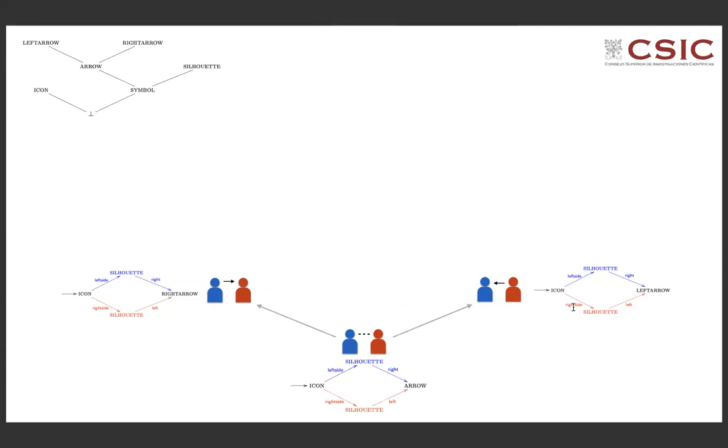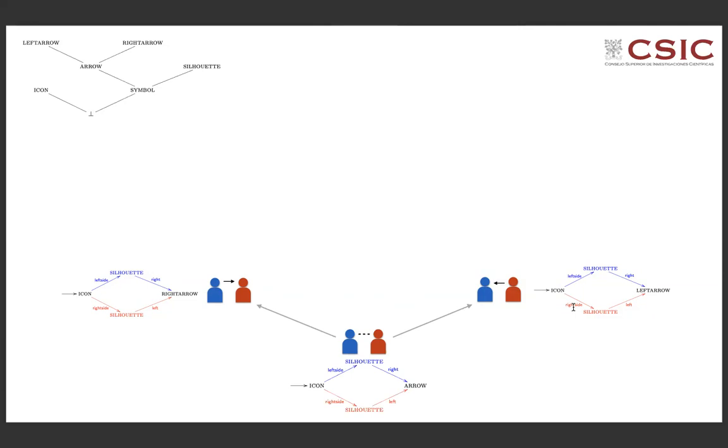A one where we specify that there's an arrow between these two silhouettes, but we don't know which kind of arrow it is, if it is a left arrow or a right arrow. That's the anti-unifier. And that would be the role of our generic space, the generic space that represents the common structure of these two feature structures.